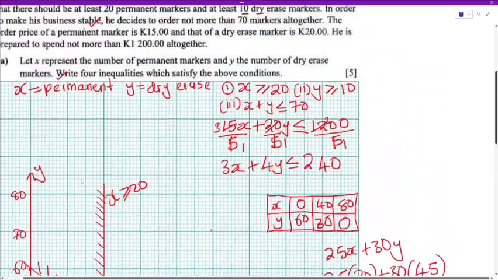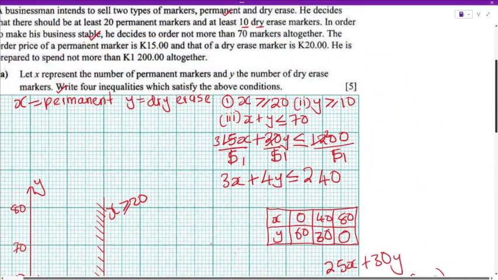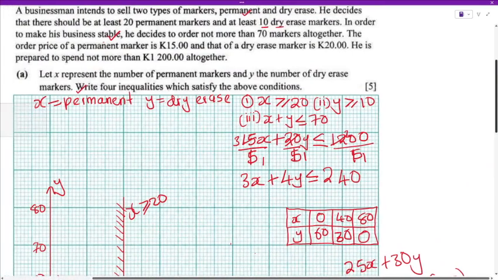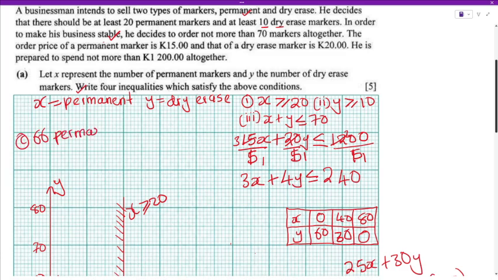Okay, let's move it to the left. So question C will be 66 permanent and 10 dry erase markers. This will be your answer right there.